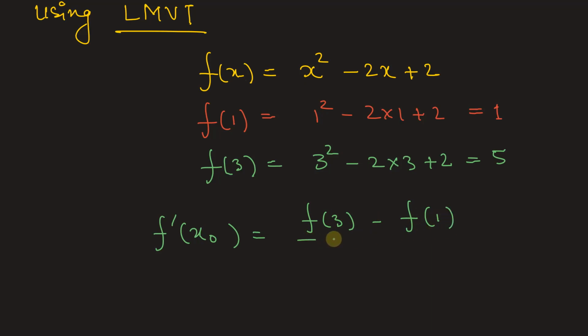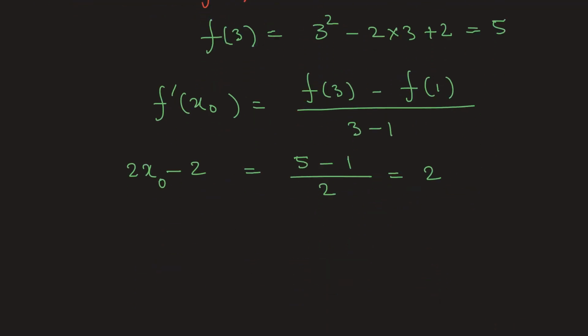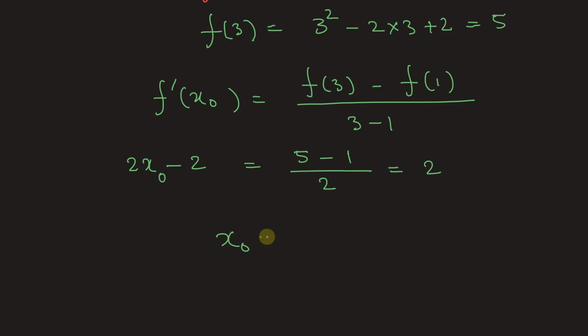So using LMVT, we can write f dash of x naught is equal to f of 3 minus f of 1, divided by 3 minus 1. Let's differentiate this function. We get 2x minus 2, and this is at x naught, so 2 x naught minus 2 is equal to f of 3, which is 5, minus f of 1, which is 1, divided by 3 minus 1, that is 2. 4 by 2 is 2. Now from here we can calculate x naught. So x naught will be equal to 2 plus 2 divided by 2, which is again equal to 2.